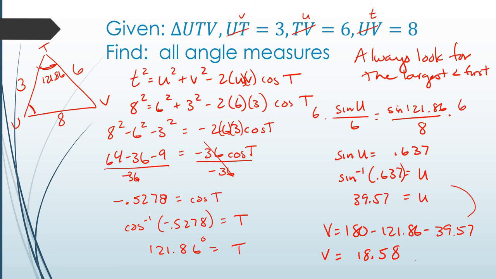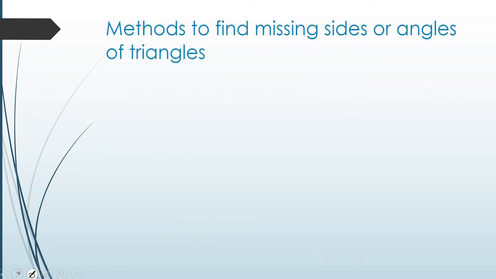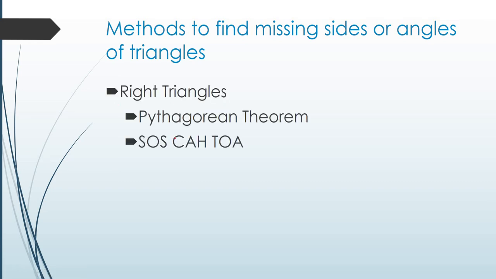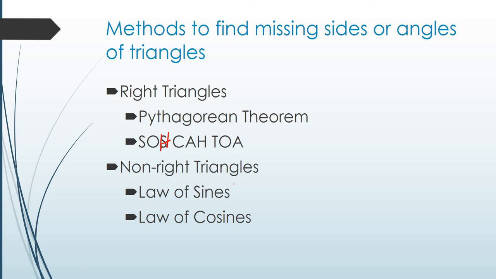So that's how we use the law of cosines. You can see that generally after we use the law of cosines to find one missing piece, we can then use law of sines to find everything else. So to recap the methods that we've learned so far, for right triangles, to find missing sides, we use Pythagorean. To find missing angles, we use SOHCAHTOA. For non-right triangles, we use the law of sines or the law of cosines.